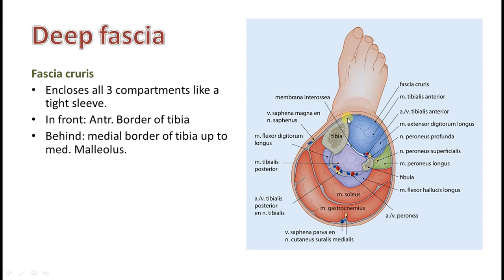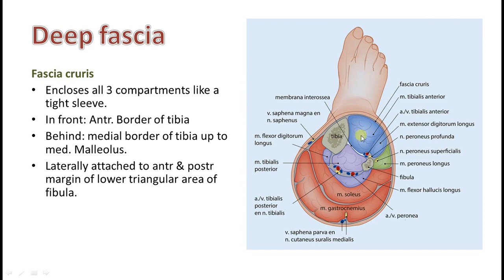In front it is attached to the anterior border of the tibia, and behind it gains attachment along the medial border up to the medial malleolus. Inferiorly it blends with the retinacula of the foot. Laterally it is attached to the anterior and posterior margins of the fibula through the intermuscular septa, so it also gives the anterior intermuscular septum and the posterior intermuscular septum.